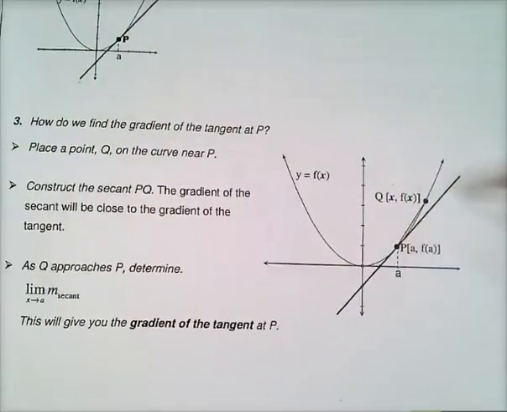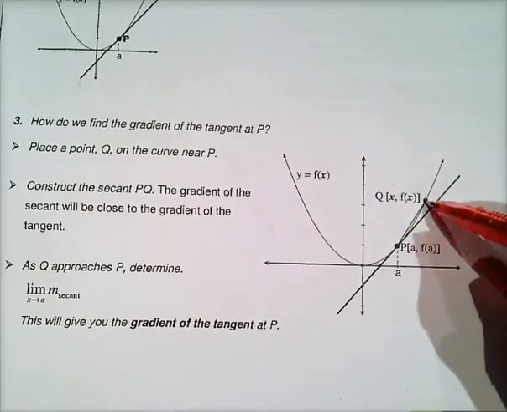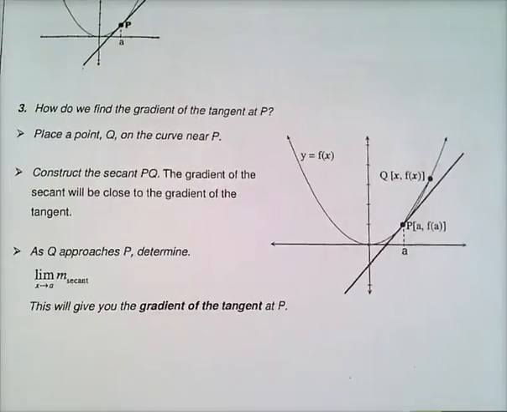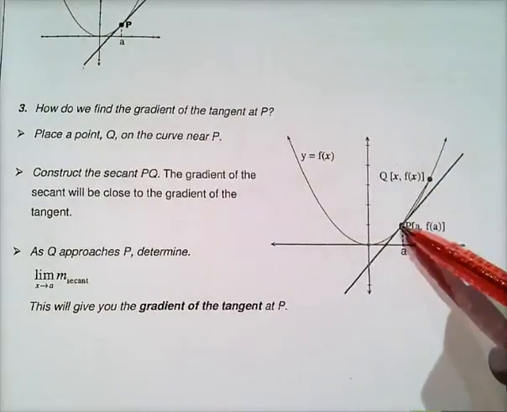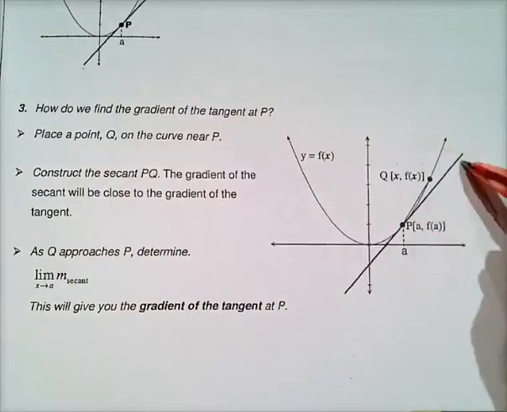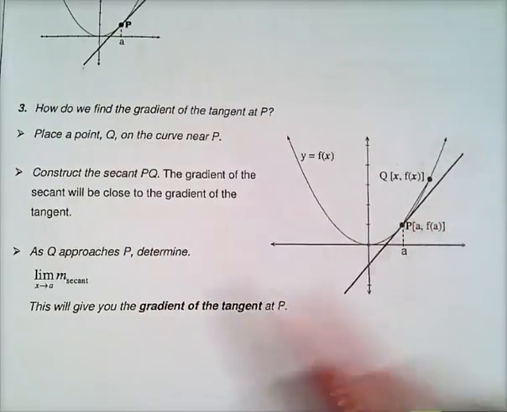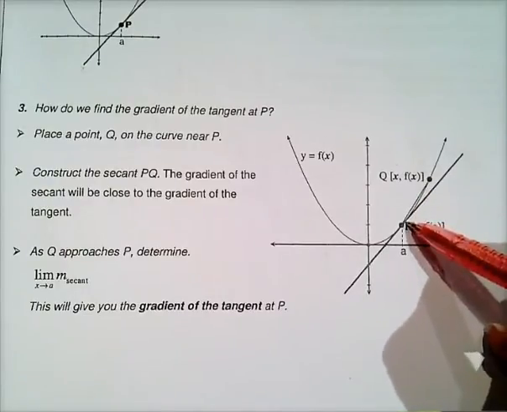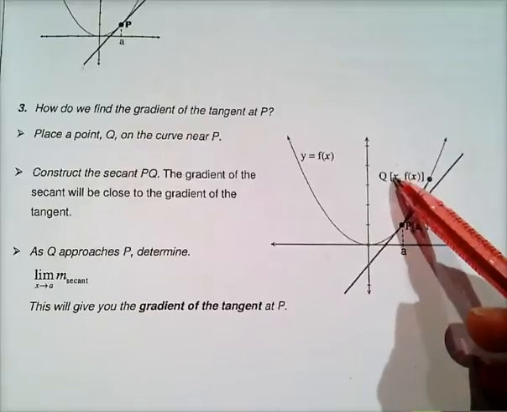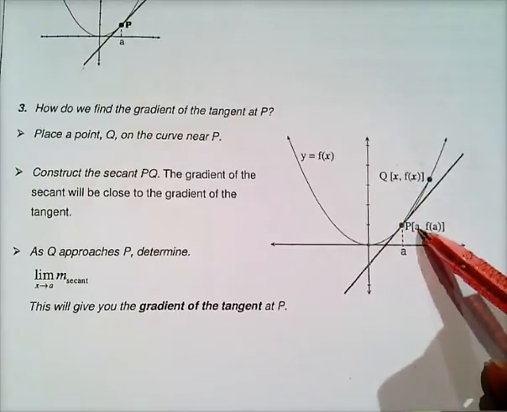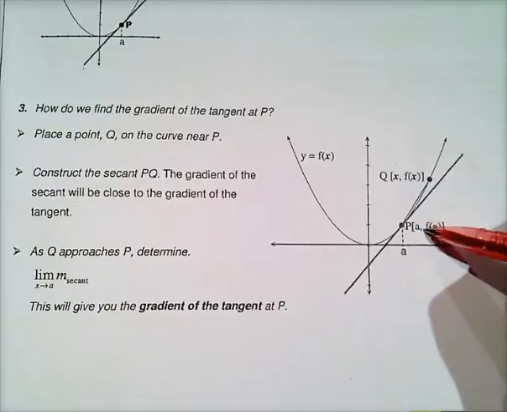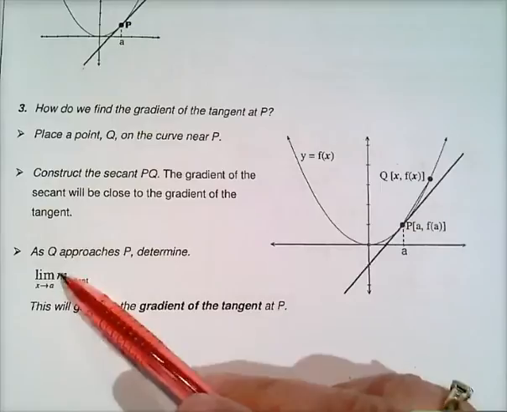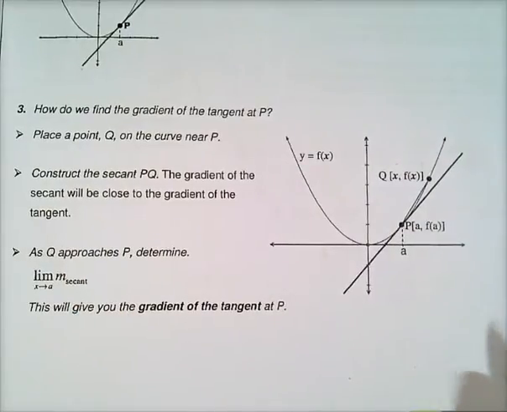Let's pause the video. So Q is very close to P. We then look at the gradient of the secant PQ. As we were saying, construct the secant PQ, and the gradient of this secant is close to the gradient of the tangent at P. But as Q, this point Q, approaches point P, that means that the x value here will be approaching the x value there. That means as x approaches a, the gradient of the tangent will be the limit as x approaches a of the gradient of the secant.